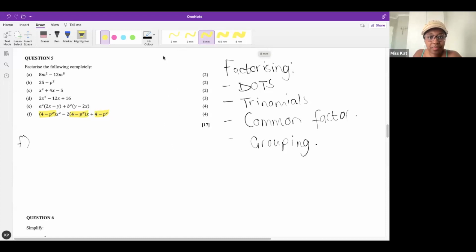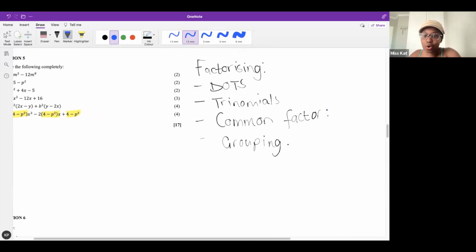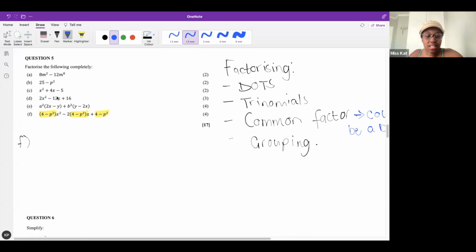All right. So most of us can see the common factor. They share a common bracket. So I should actually write here: in common factor, it could be a whole bracket. Okay, so in this case, it's a bracket. Do you see that they all have a bracket? 4 minus p squared, 4 minus p squared, 4 minus p squared.